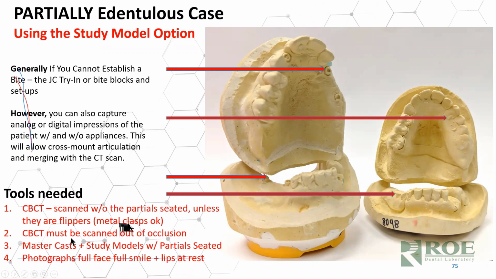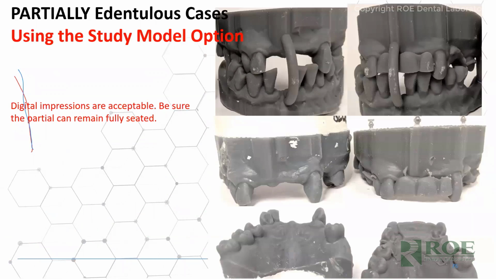Forgive me, CT scan out of occlusion. You can have the patient biting on cotton rolls or on the bite fork. Cotton rolls are better, because often if a patient has anterior teeth in a flipper, it's going to flip up in the posterior, right? So have them bite on cotton rolls. Master cast with the study model with the partial seated, and then a master cast without the partial seated. And then of course the photographs. This type of case is critical with having the retracted photographs.